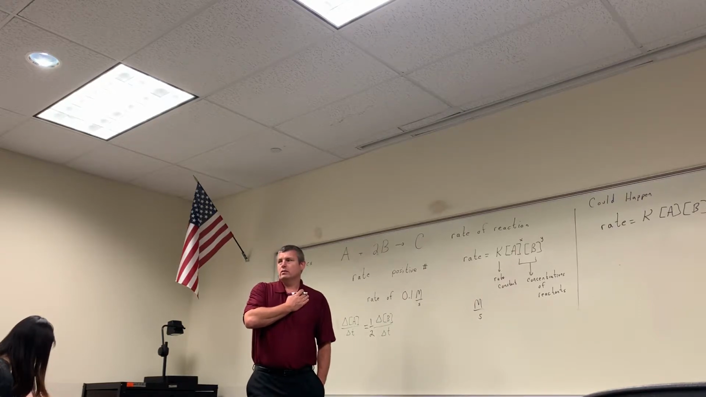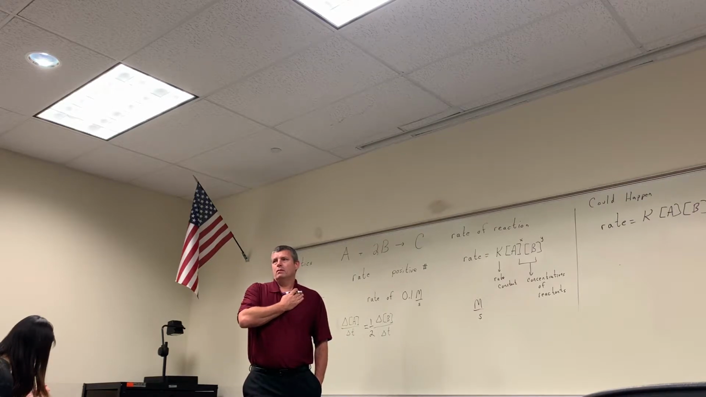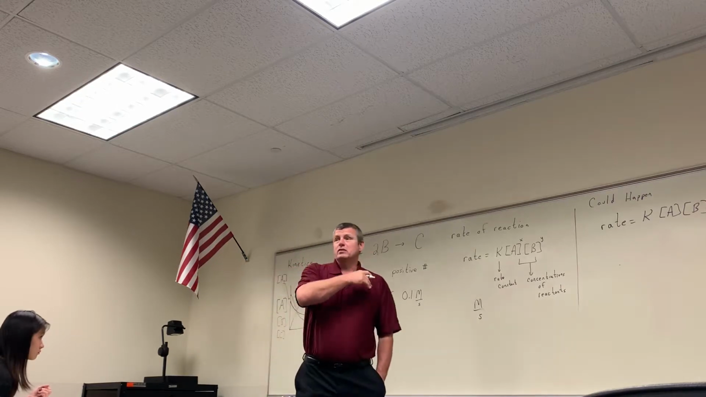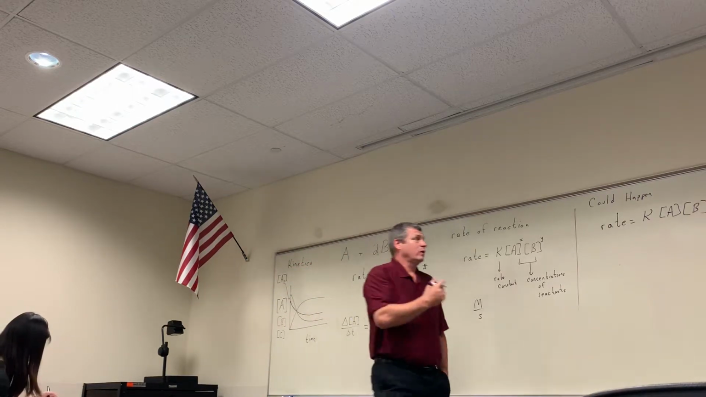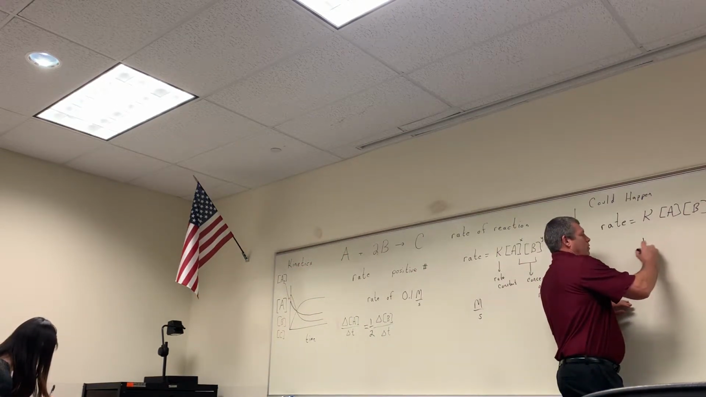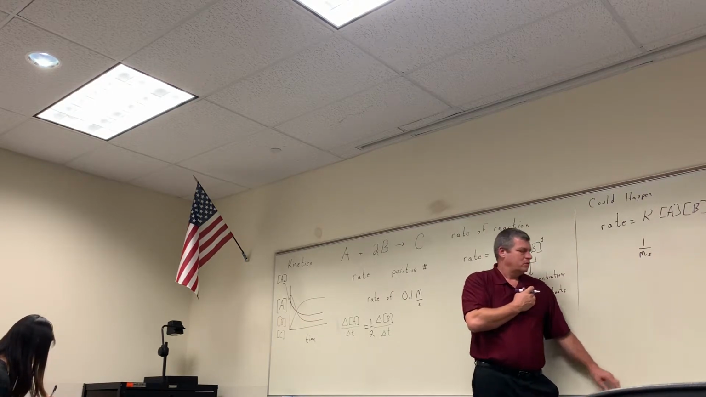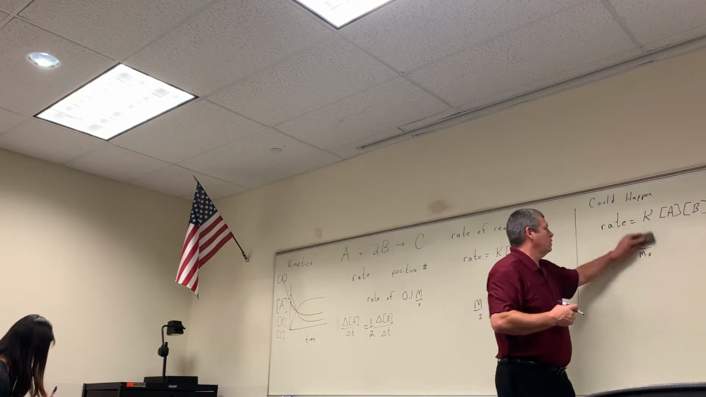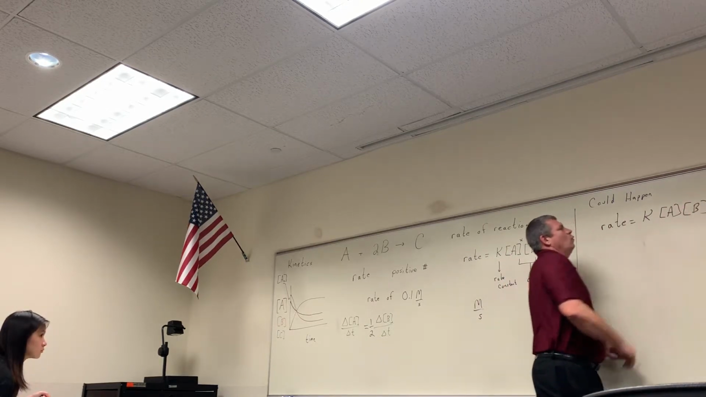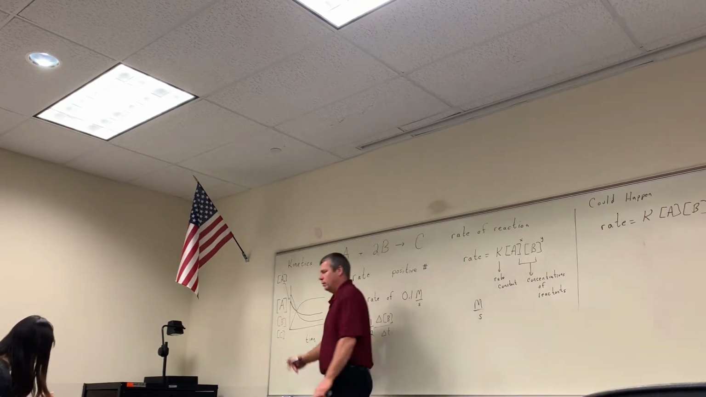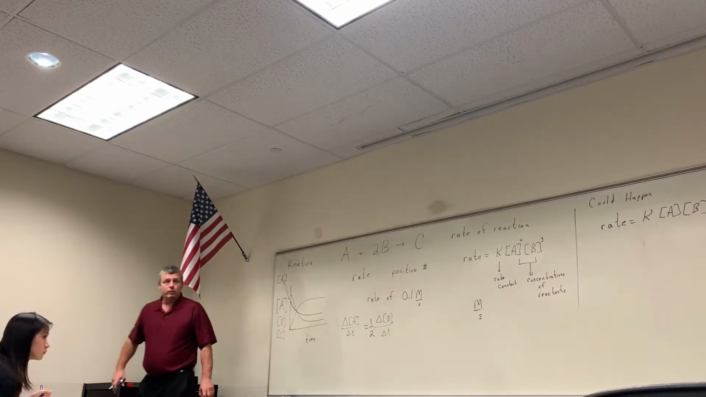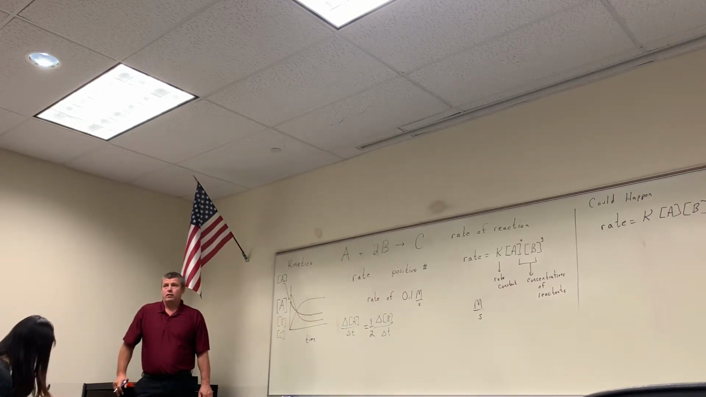Units on the rate constant. 1 over molarity times seconds. Same as last time, because it's still getting rid of molarity times molarity. It's just different chemicals. So K here would have units of 1 over molarity times seconds. We're good with that? Change it up. What's the overall reaction order here? Third order. First order in A, second order in B, third order overall. What are the units on the rate constant?